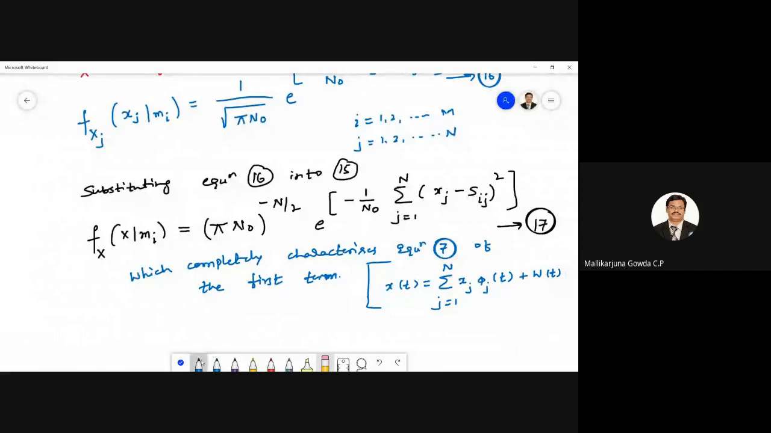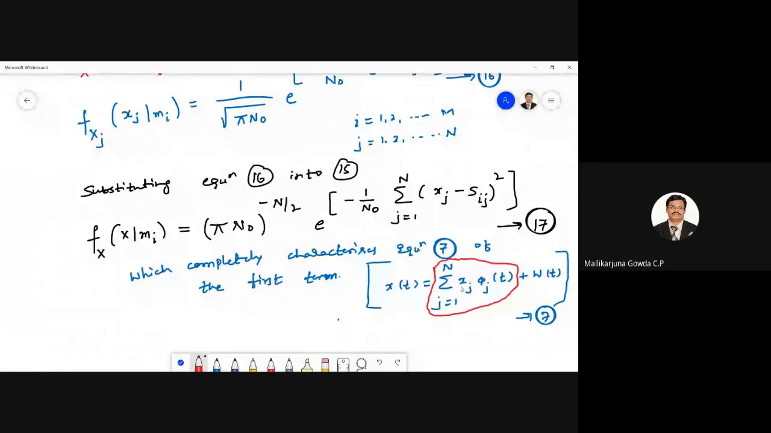In that, what is the first term I said? So this is equation 7, and the first term is this one. The above equation, equation 17, will completely characterize this term. Summation j is 1 to n of xj phi j of t is nothing but the output of the correlator. So by using equation 17, it is possible to make decisions regarding which symbol is transmitted.